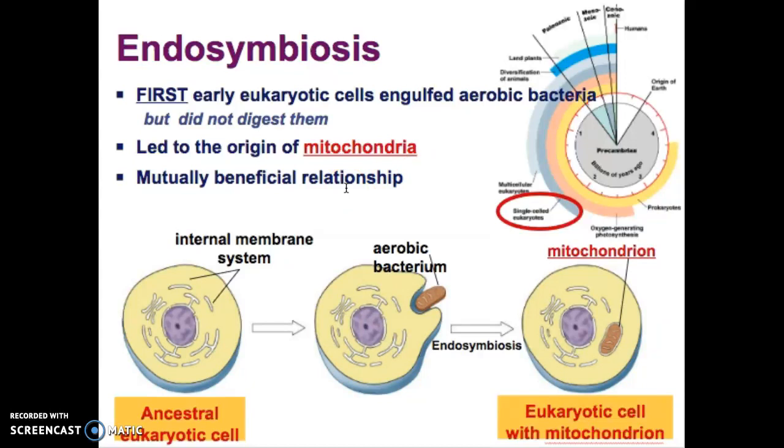And so this was incredibly beneficial for both, because now the mitochondria, or early aerobic bacteria, was able to actually use nutrients from the cell. It didn't have to find its own. And this original eukaryotic cell was able to use the energy from the mitochondria to continue to create its own energy. So it was mutually beneficial.